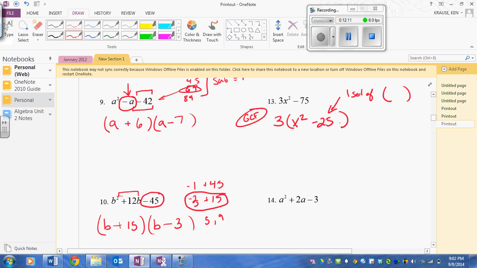Now, when you start seeing numbers like 25, in your brain you just think, oh yeah, perfect square. There's a binomial, that's the difference of perfect squares. So we're going to be 3, and then we just got to keep going. x and x, 5 and 5. The difference of perfect squares means one's plus and one's minus.